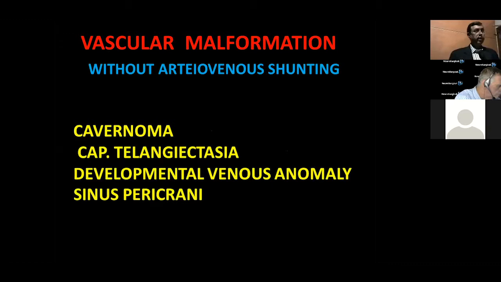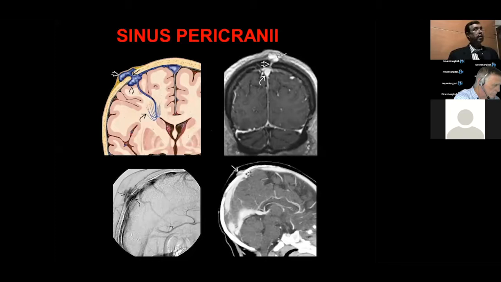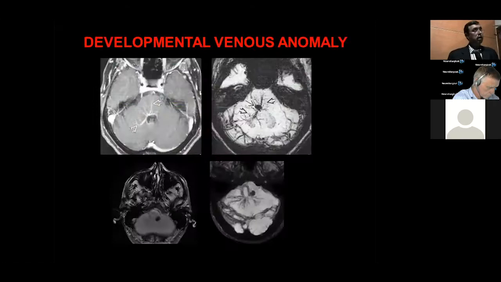Just to remind you about sinus pericranii: it is a connection between the outside and the inside veins of the brain. Capillary telangiectasia is like this one. And the DVA, or developmental venous anomalies, will take a few slides tonight because they are important.